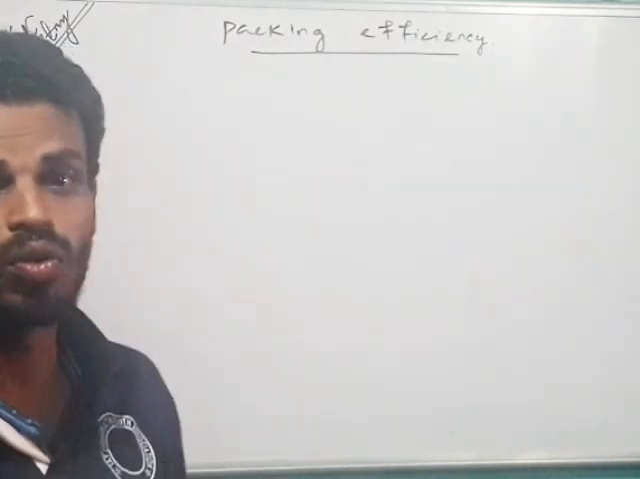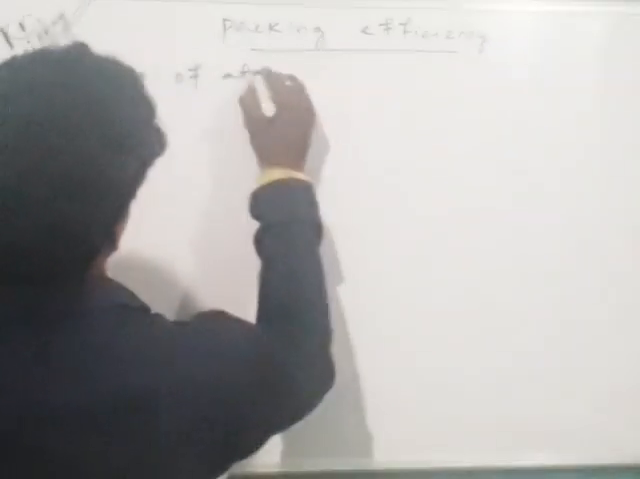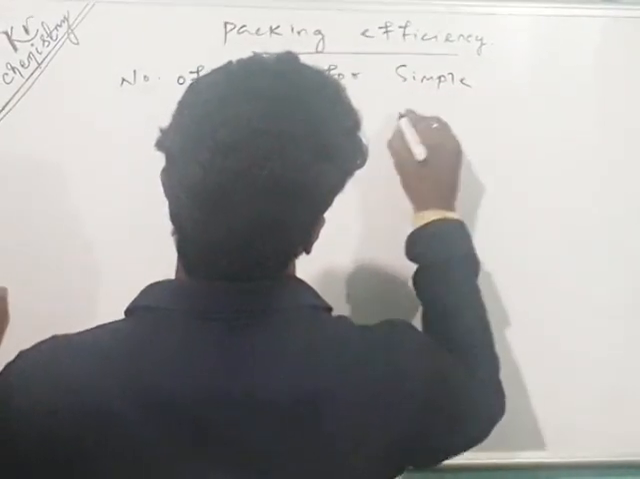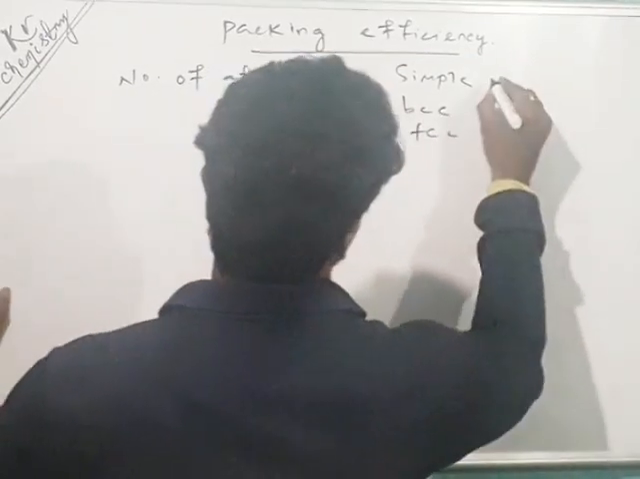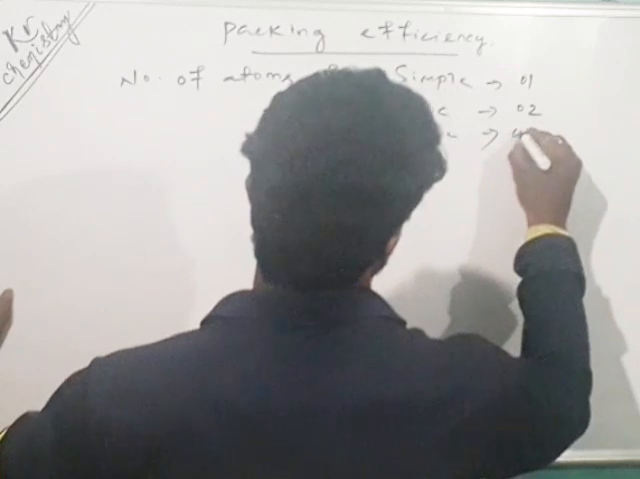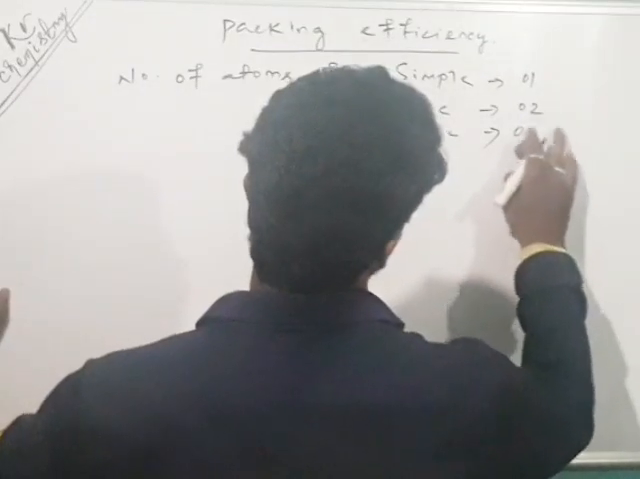Before discussing packing efficiency, first we need to know the number of atoms for the simple, body centered and face centered cubic lattice. For a simple cubic unit cell, the number of atoms is 1. For body centered, that is 2. And for face centered, that is 4, as we discussed in the previous class.